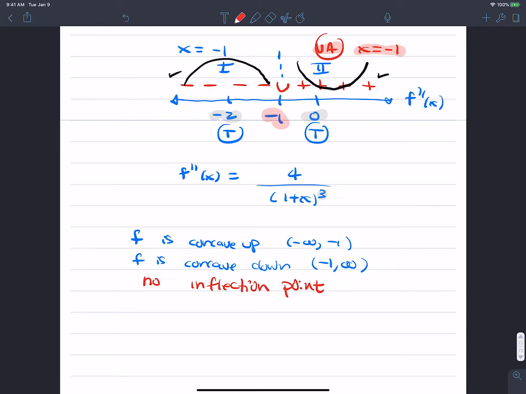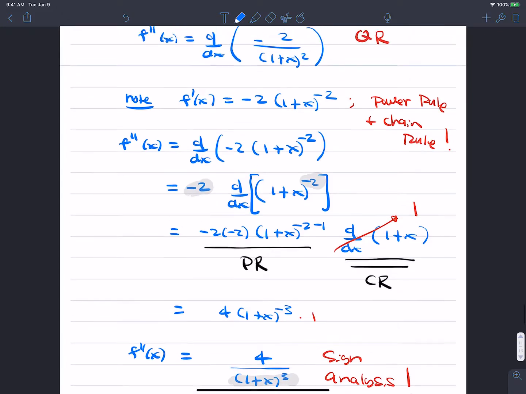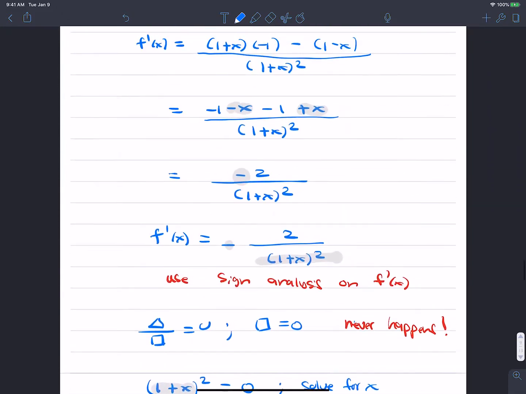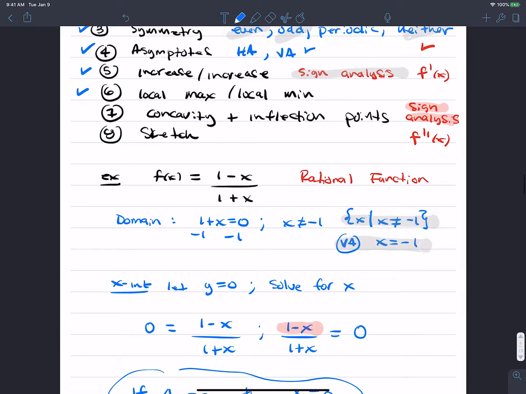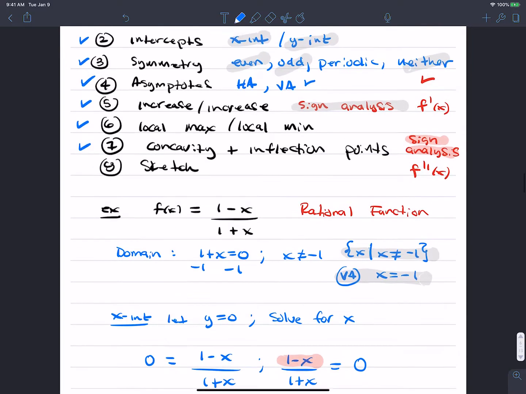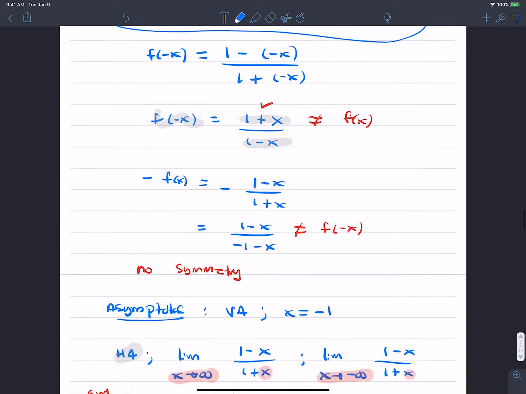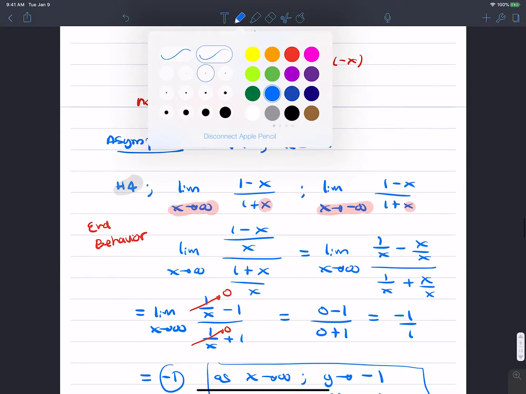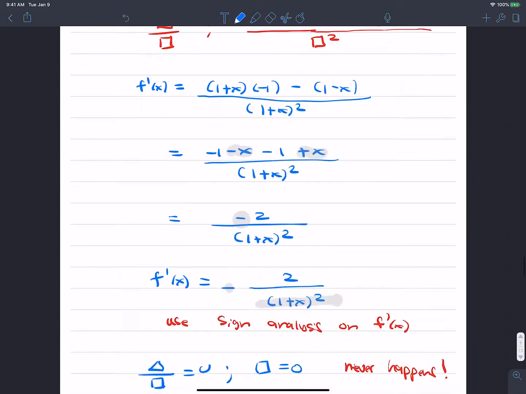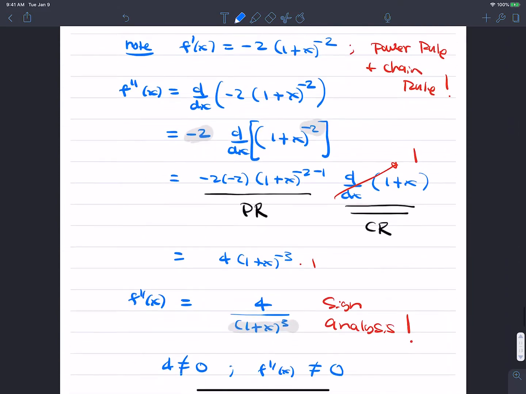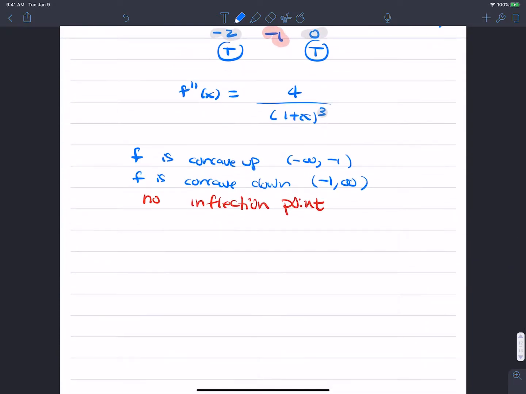All right, so we did all the analysis. This is a pretty good kind of question to do analysis for. So we got concavity and inflection point. We did everything that we're supposed to do here. And so now, with all this information, we're going to sketch the curve.